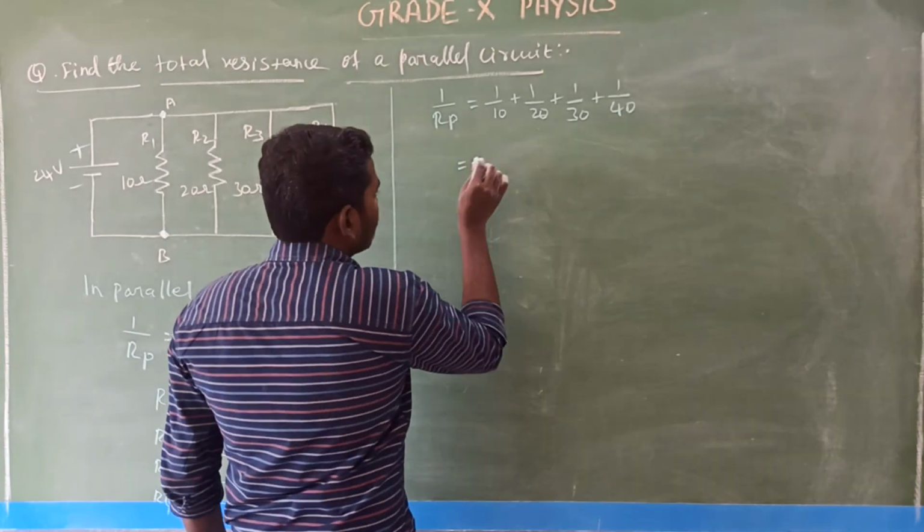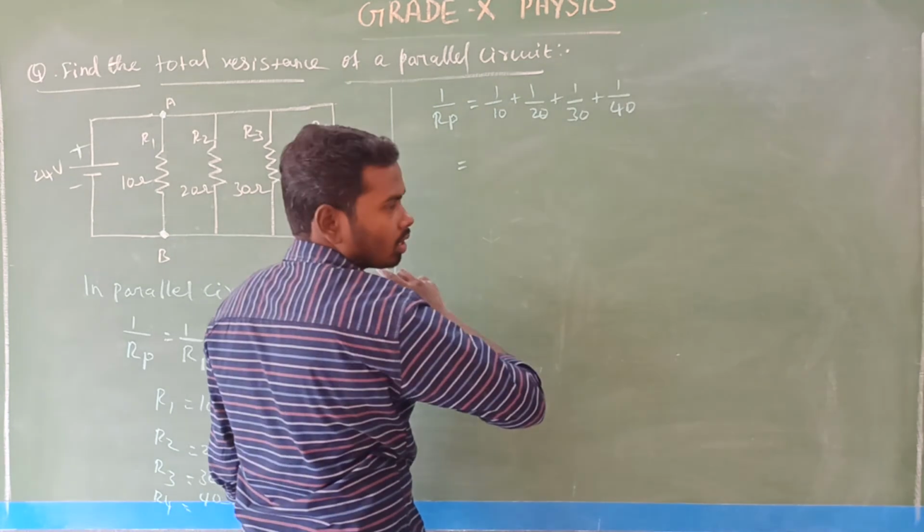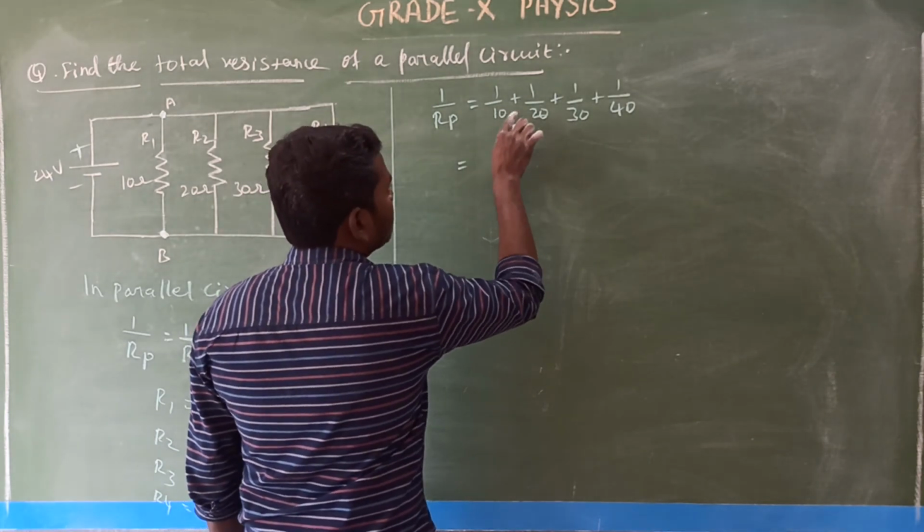Okay, make an LCM for the first two fractions as well as the second two. First two: 1 by 10 plus 1 by 20.